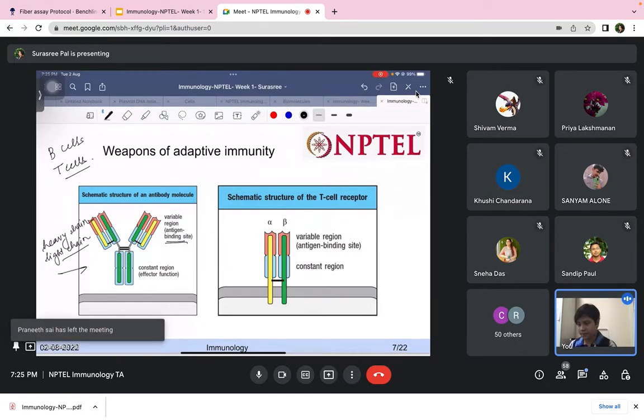This is the antibody produced by B cells, or the activated B cells, which are plasma cells. Whereas the T cell receptor is quite different from these antibody molecules, because these receptors are attached to the membrane of the T cells, whereas antibodies are not membrane bound, right? So T cell receptors also have two chains. Here you can see the alpha and the beta chain, and they also have a variable region which functions as the antigen binding site.